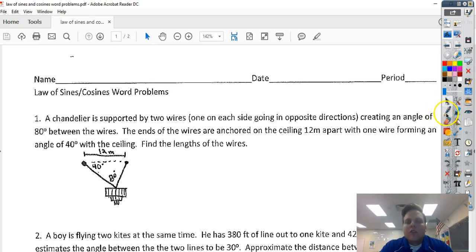It says a chandelier is supported by two wires, one on each side going in opposite directions. They create an angle of 80 degrees between the wires. The ends of the wires are anchored on the ceiling 12 meters apart with one wire forming an angle of 40 degrees with the ceiling. Find the lengths of the wires.